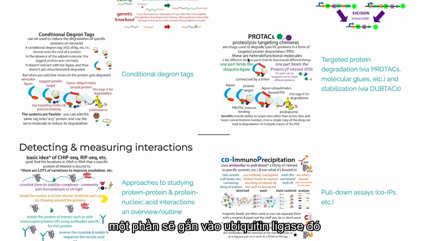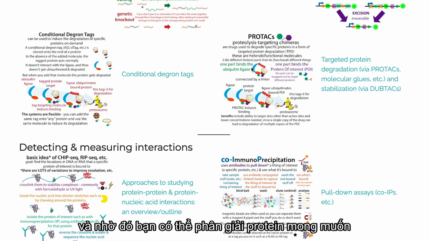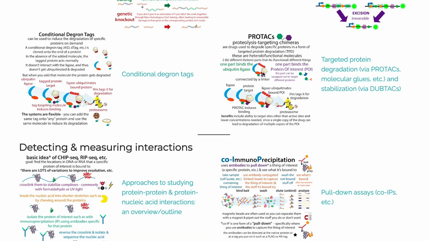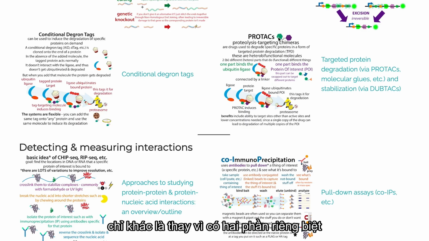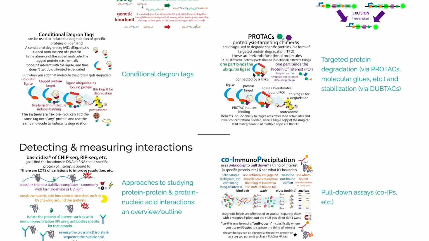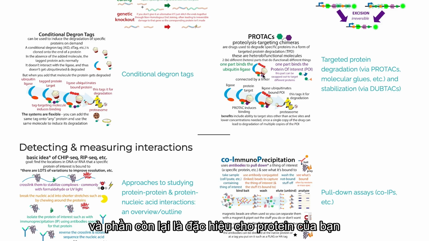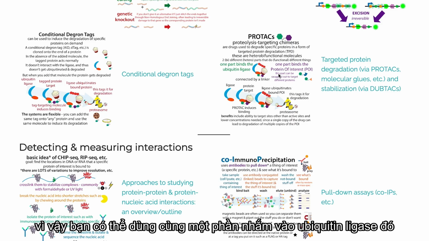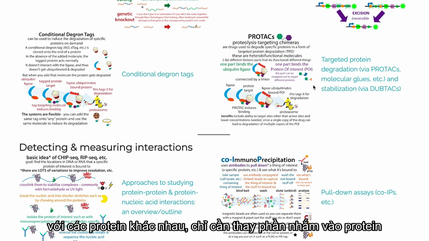One part is going to bind to the ubiquitin ligase, and the other part is going to bind to the protein of interest. This brings them together, and therefore you can get your protein degraded. There are also molecular glues, which are very similar, except that instead of having these two parts, where one part targets the E3 ubiquitin ligase and is kind of generic for that ligase, and the other part is specific for your protein, you can use that same ubiquitin ligase targeting part with different protein targeting parts.